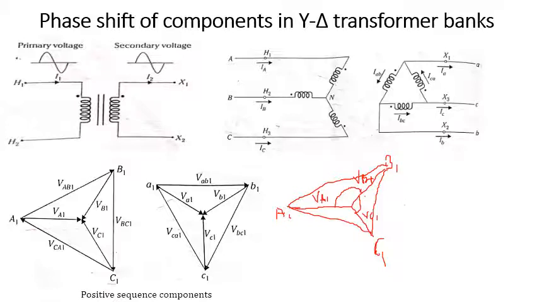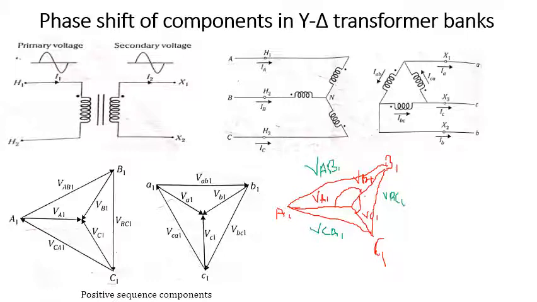Between the terminals A1 and B1, what will happen? This is VAB1. Similarly, this is VBC1, and similarly this is VCA1. Here 1 stands for the positive sequence component.